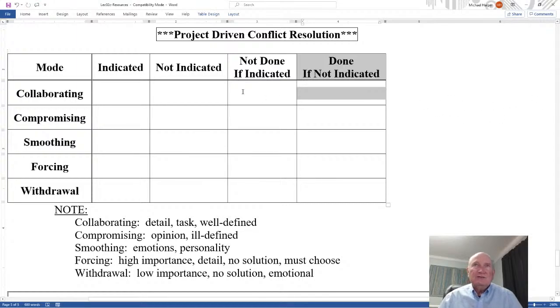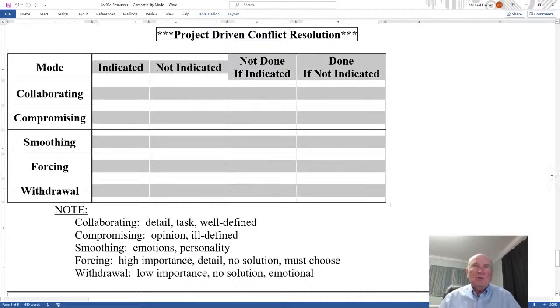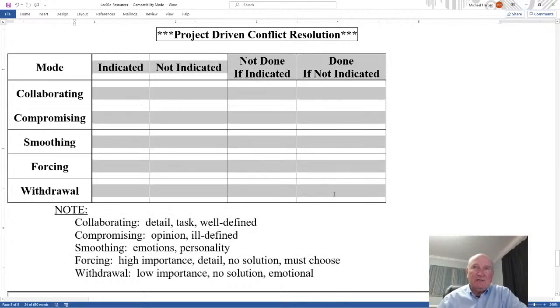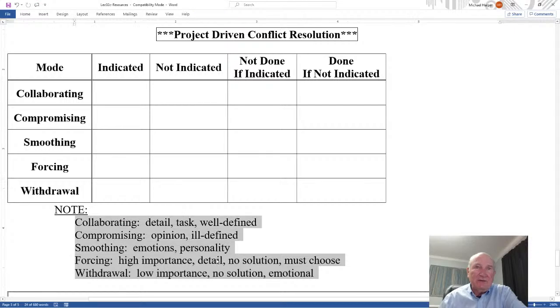So this little template is saying recognize when you should use which mode and when you should not use which mode. Part of it is understanding the definitions down here, but the other part is action-oriented. What if you do it and don't do it? Here is the front-end definition.